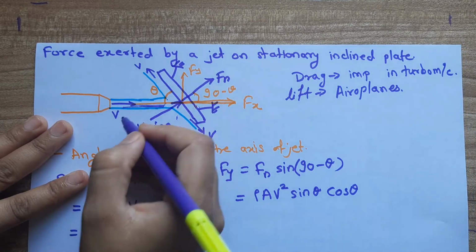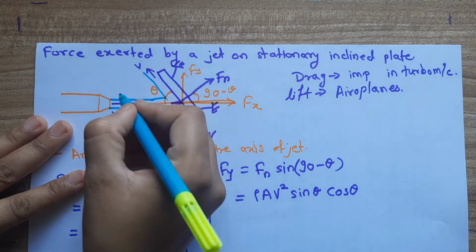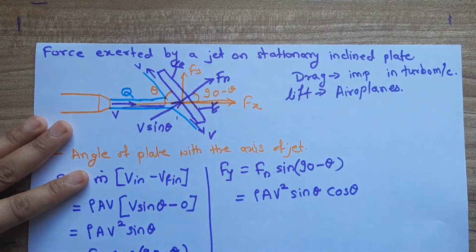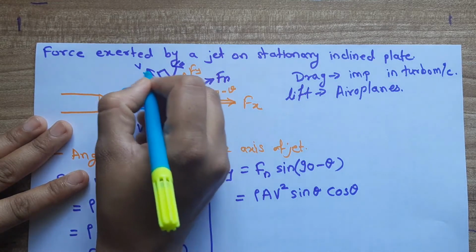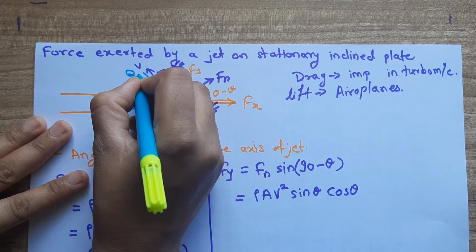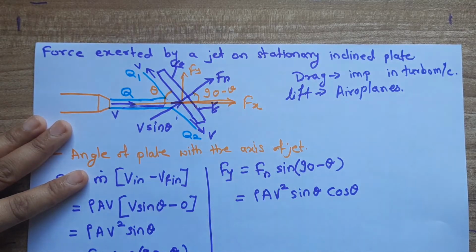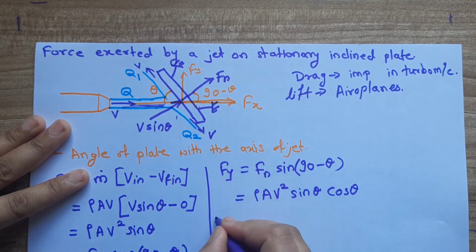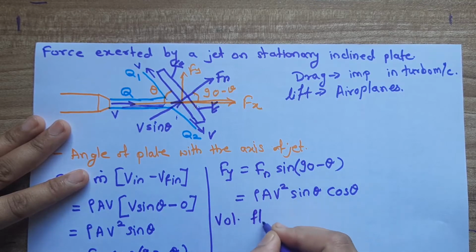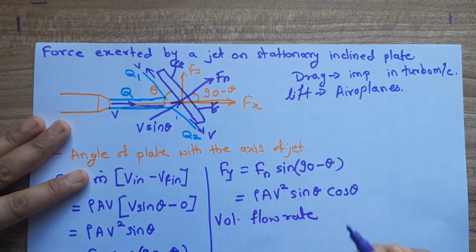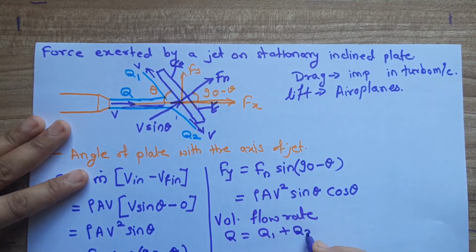So let's say here the initial discharge is Q, and in the upward direction it is Q1 and in the downward direction it is Q2. By the continuity equation, we can write Q is equal to Q1 plus Q2.